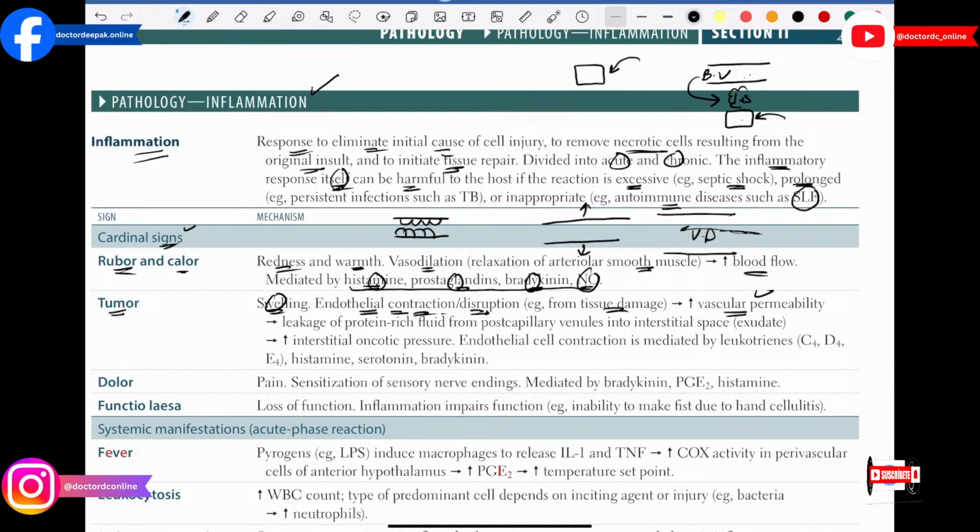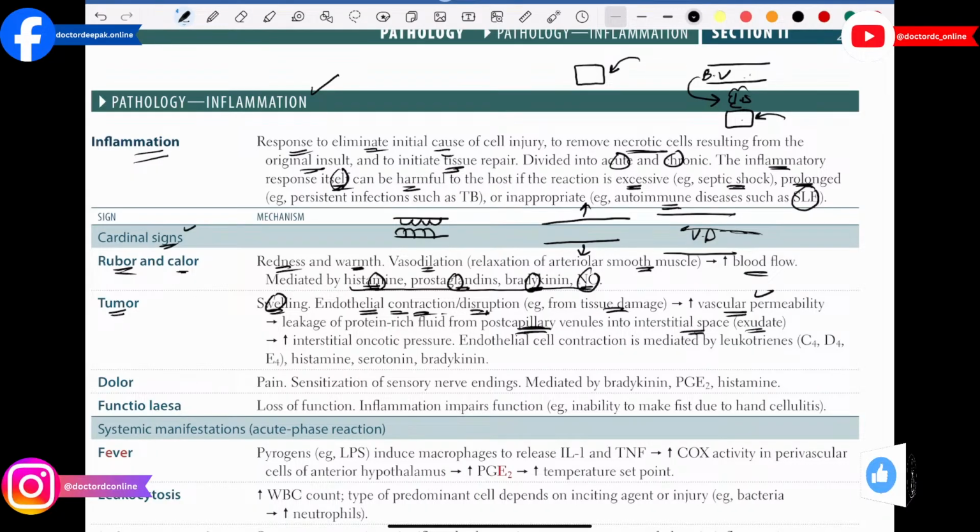And the question they can ask you here is, from which site are these proteins, these inflammatory cells, or the protein-rich fluid going to leak from the blood vessel into the interstitial space? The postcapillary venules are the sites from which the fluid is going to leak into the interstitial space, because it is an inflammatory reaction, and during the inflammatory reaction the fluid is going to be protein rich. The fluid which is protein rich is called exudative fluid. So this is the important point.